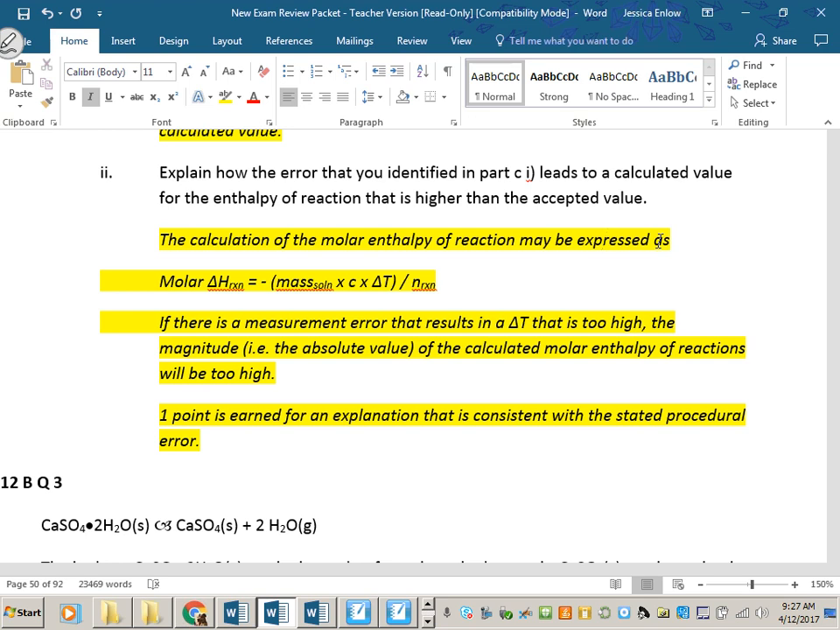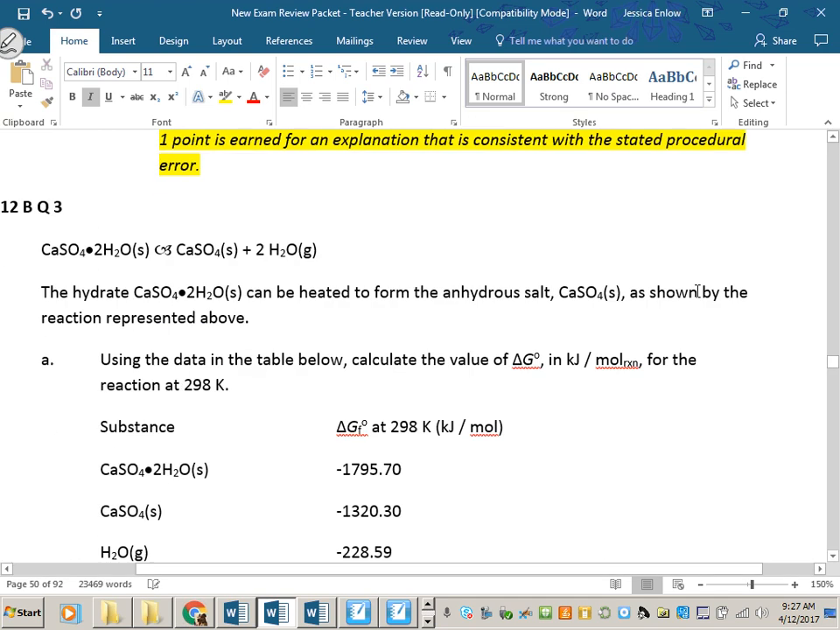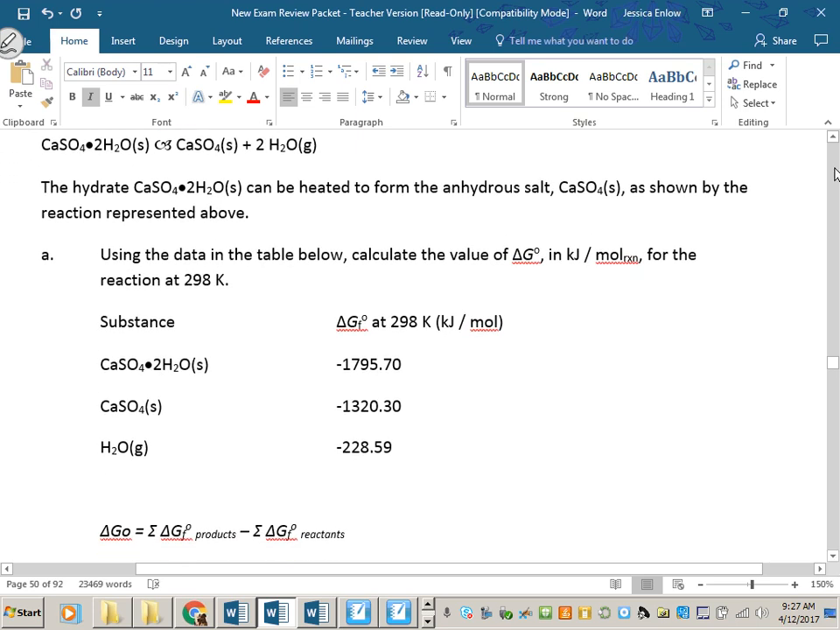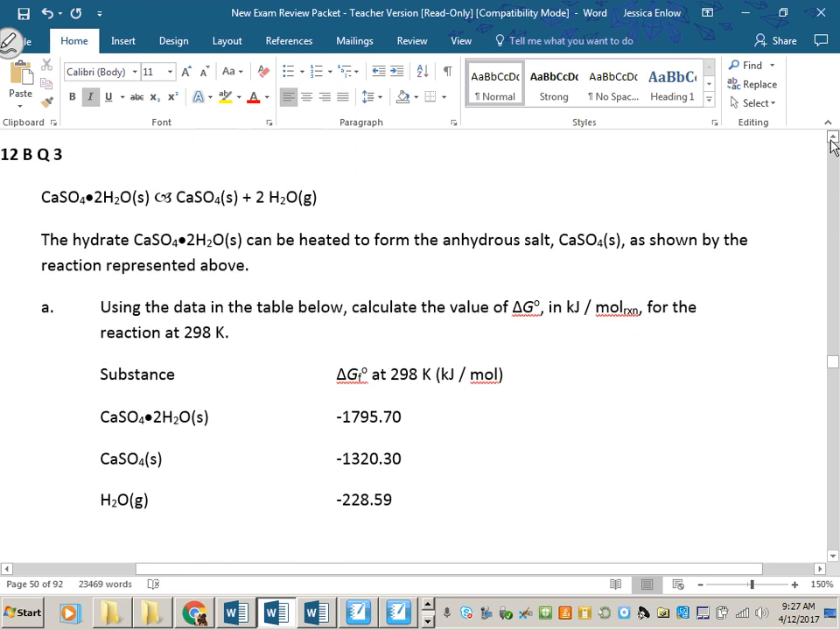Finish this? Okay. So this is the one that required you to take into account delta G thermodynamic data. So calculate delta G. How do you calculate delta G given these? Products minus reactants, right? So you have 2 of the product, water, and you have 1 of the calcium sulfate dihydrate, products minus calcium sulfate. Okay, so minus 1 of those. So just make sure you're using your coefficients there and you're good.